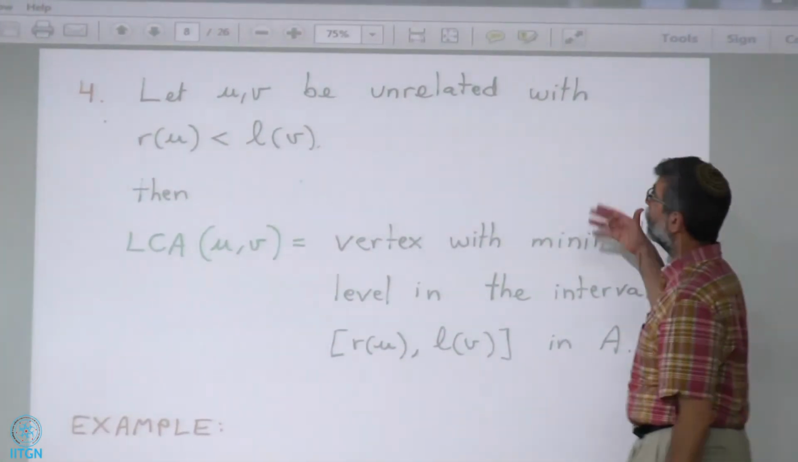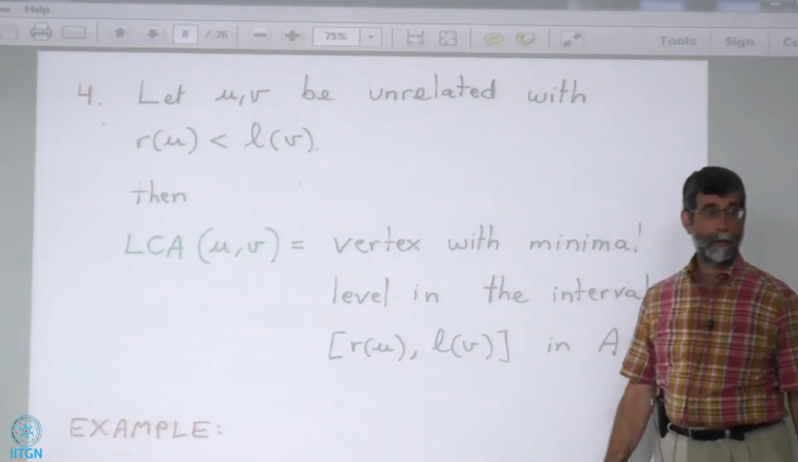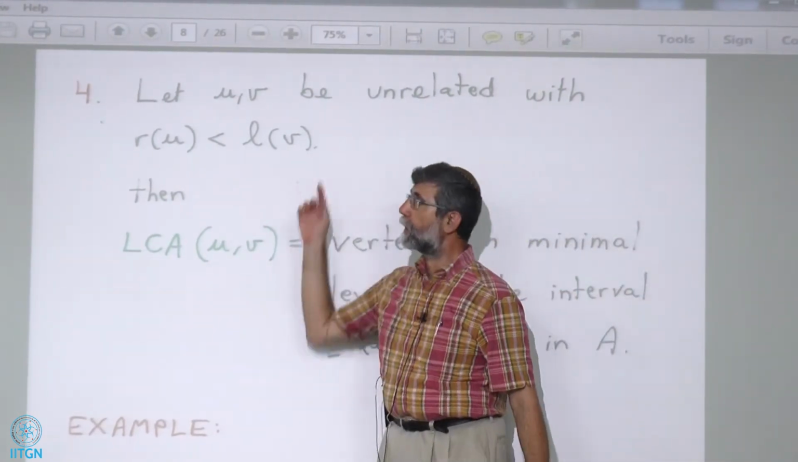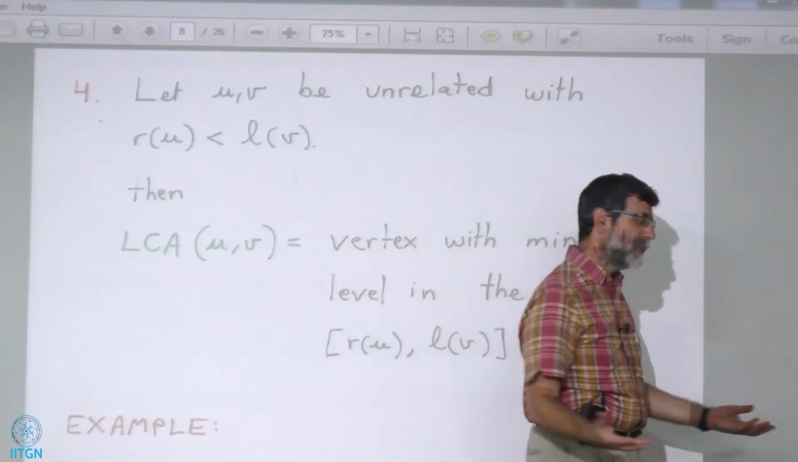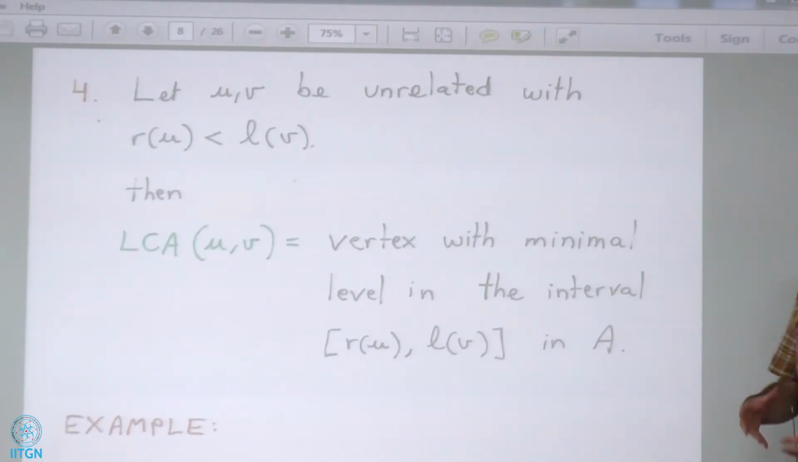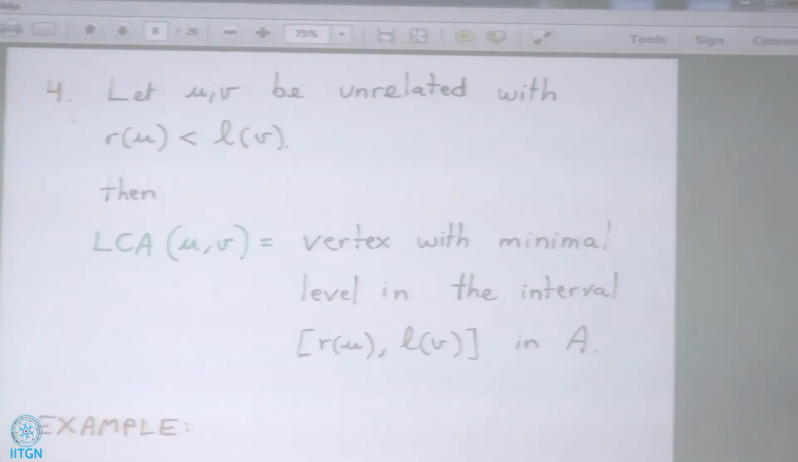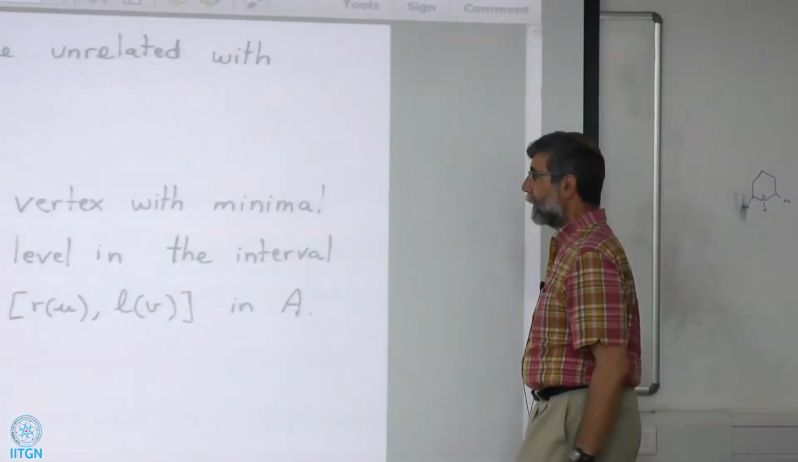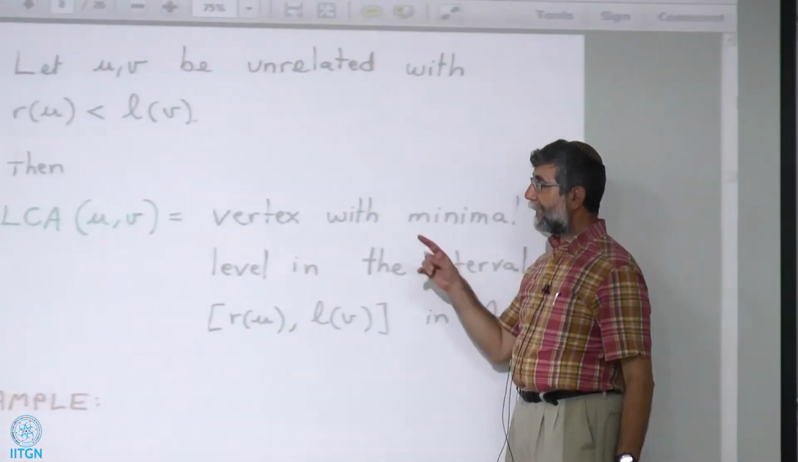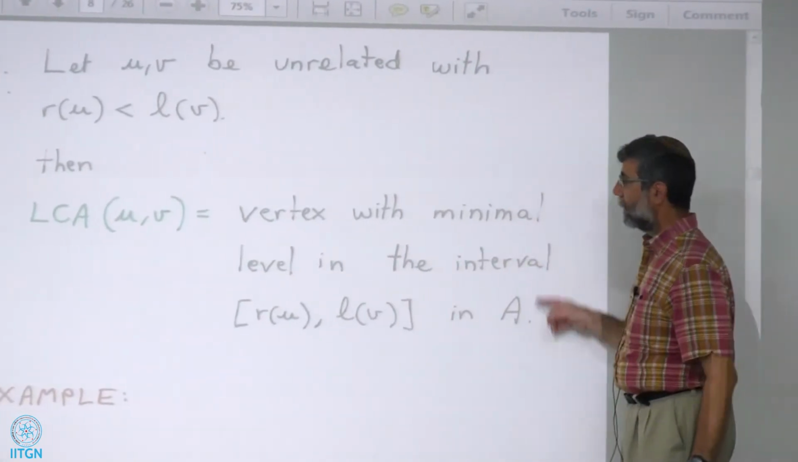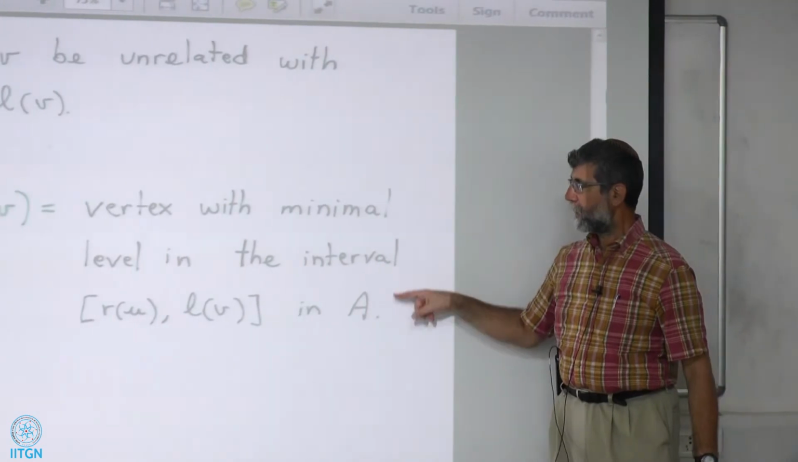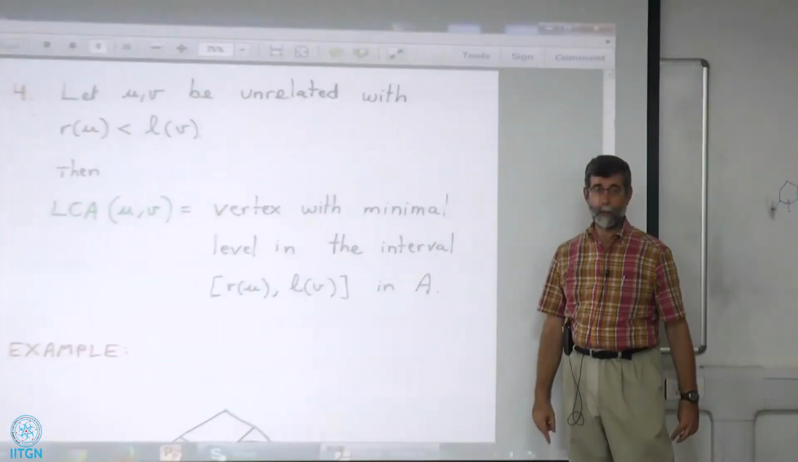Now let's assume that U and V are unrelated, and let's also assume that RU is less than LV. We can assume that without loss of generality. We'll just assume that U is the one who comes before V in the DFS. Now, the LCA of U and V is the vertex with the minimal level in the interval from RU to LV.